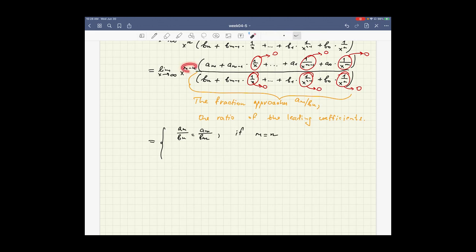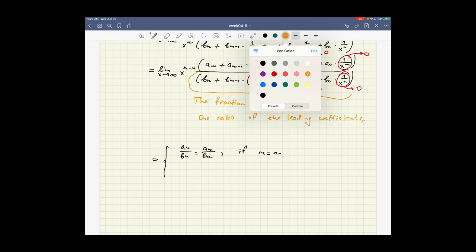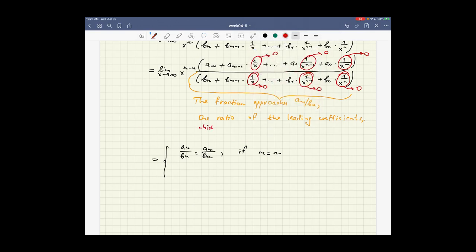If m is greater than n, so m minus n is positive, it doesn't really matter what the ratio of the leading coefficients is. It's some finite number, which is non-zero. I should say that. And whatever that non-zero number is, multiplied by an infinitely large quantity, we still get an infinitely large quantity.